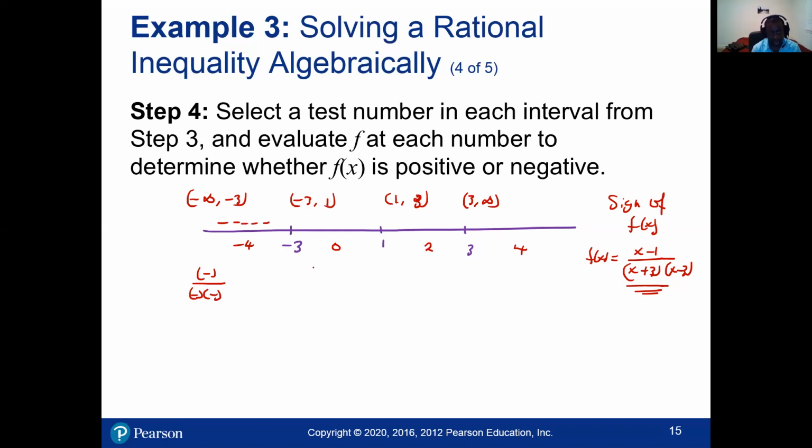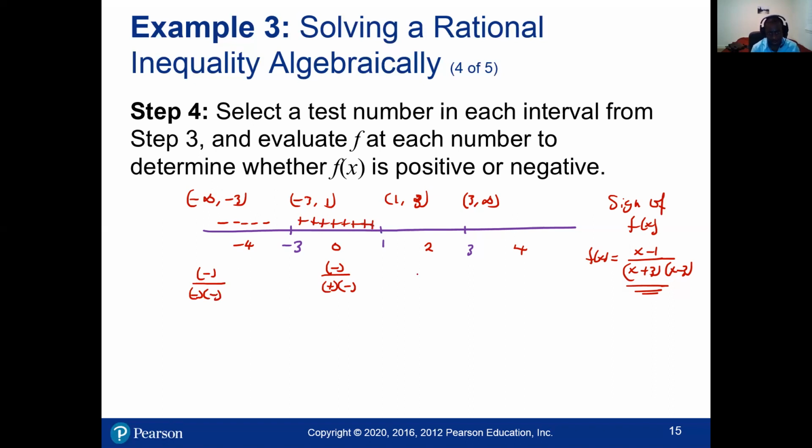And then when x is equal to 0, what do you have? Okay, the numerator is 0 minus 1, which is negative. And then 0 plus 3 is positive. And then 0 minus 3 is negative. So negative over negative is positive. So this is positive over the interval.